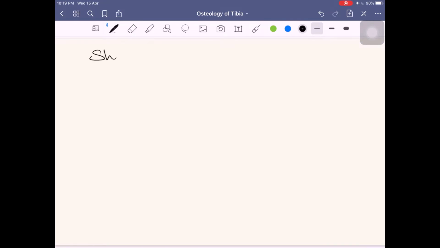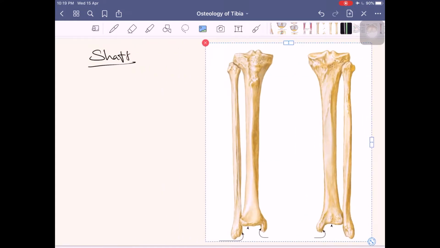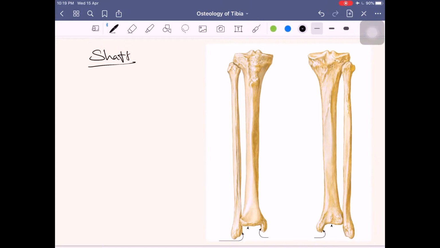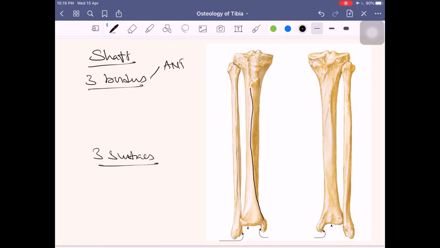And next, that is about upper end. Next is the shaft. So shaft is intervening between both upper end and lower end, and it has three borders. It has got three borders and it has got three surfaces. The borders are anterior border. So in this case, this border which you are seeing, which is going in the front all the way, in detail we will talk, that's an anterior border. You also have medial border.